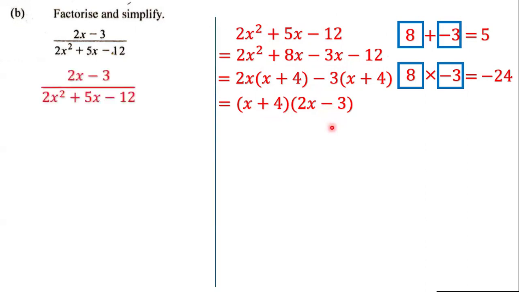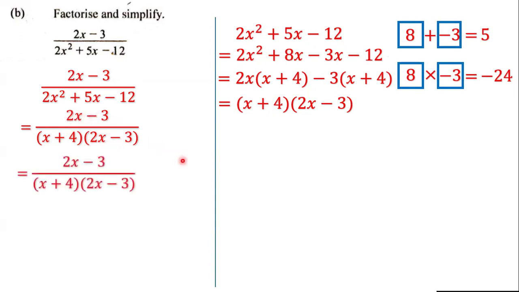Now that we know the factored form of the expression at the bottom, instead of writing that expression, we write its factorized form: x plus 4 multiplied by 2x minus 3. As a numerator, we still have 2x minus 3. Next, we can cancel out 2x minus 3 with 2x minus 3. So these two cancel, and we are left with 1 at the top and x plus 4 at the bottom. And so our answer here is 1 over x plus 4.